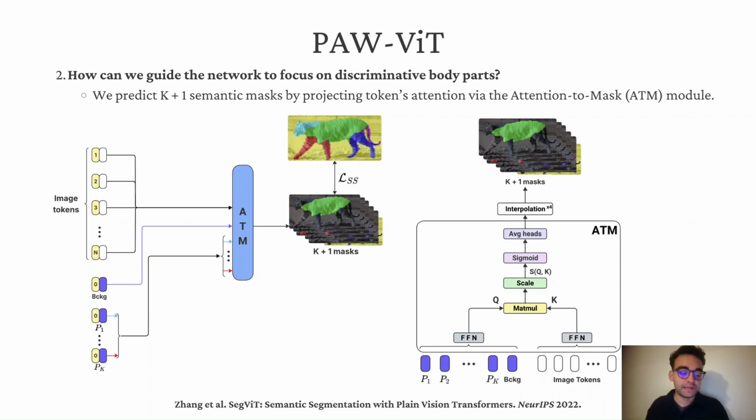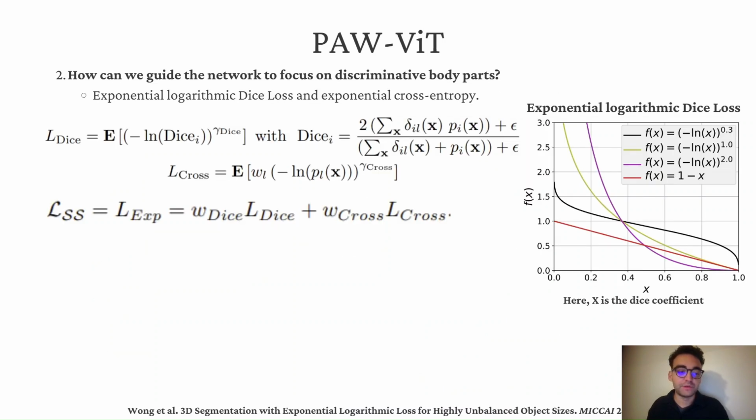And we make each part specialize on a different mask or on a different body part by supervising this with very classical segmentation losses like the exponential logarithmic dice loss and the exponential cross entropy. Those losses are used together because the dice loss is basically more general on the mask and the cross entropy is more on the pixels, so local.